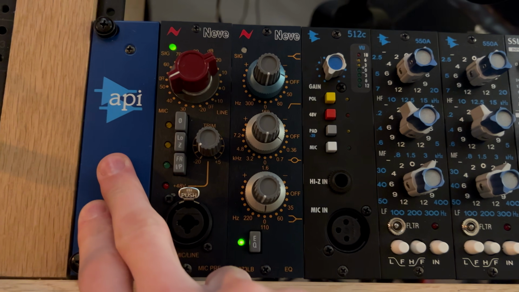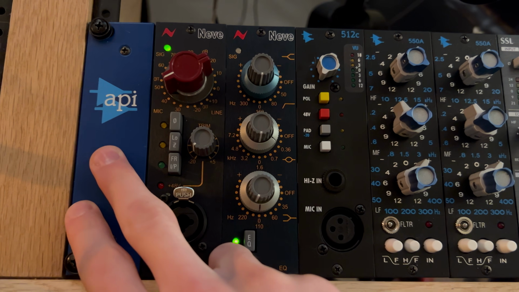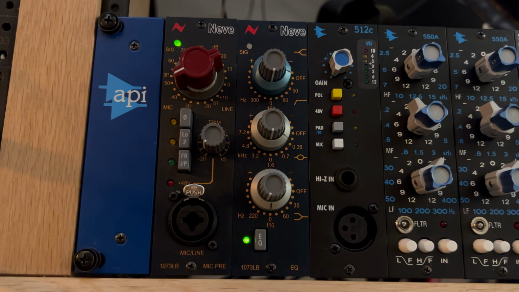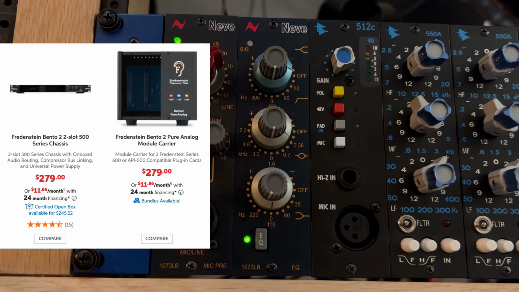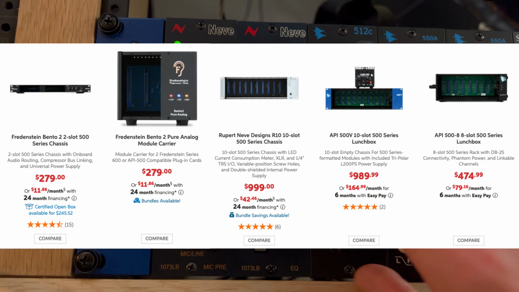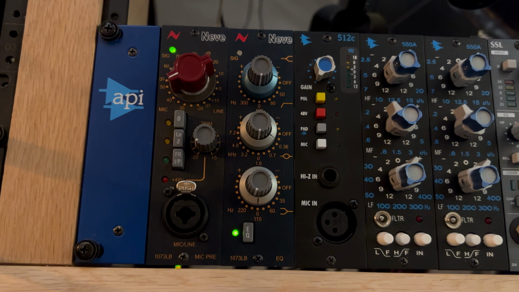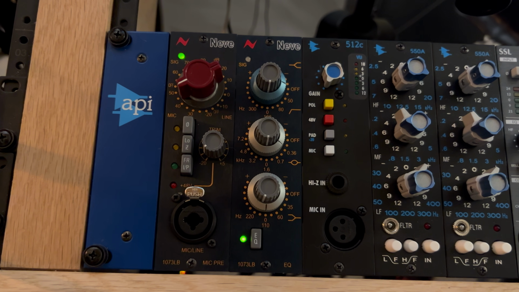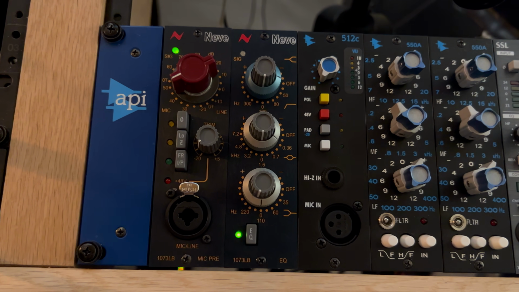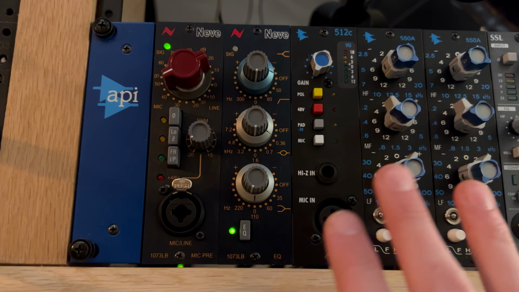The price of your chassis depends on how many slots are in it, the brand name, the quality, that sort of thing. The smaller ones can run you just a couple hundred dollars, whereas the more expensive ones with more slots can cost upwards of $1,000. The thing with gear that's unlike most plugins is that you are able to buy it secondhand, you are able to buy it used. Myself personally, I did not pay full price for any of these things that you're seeing.